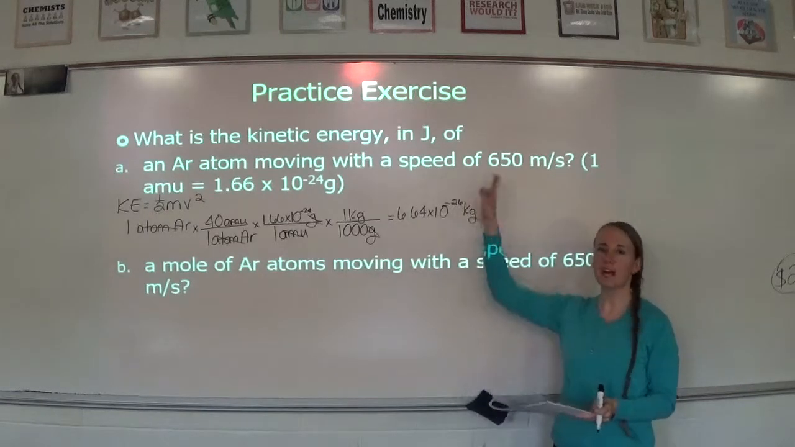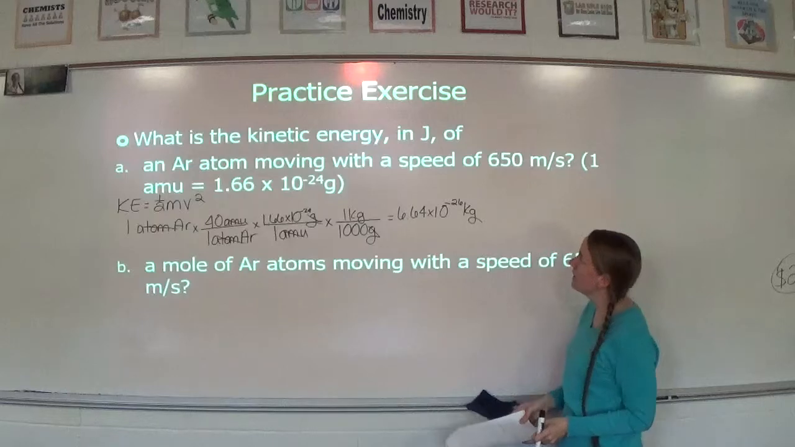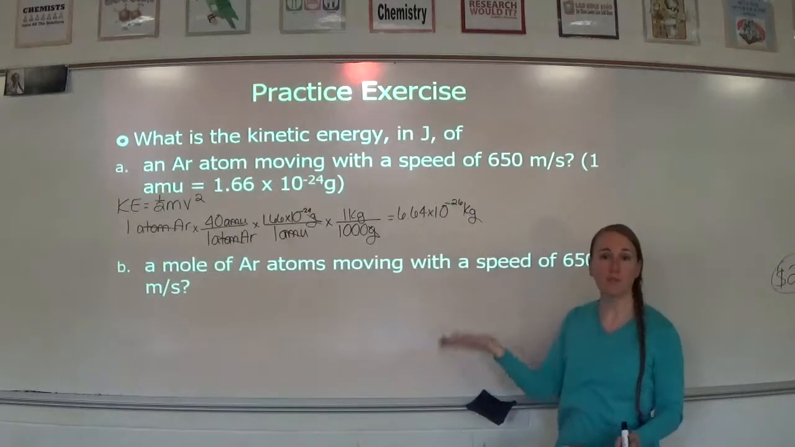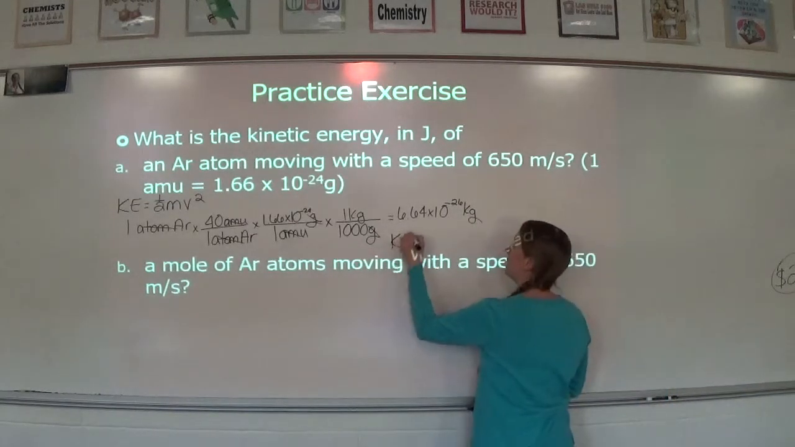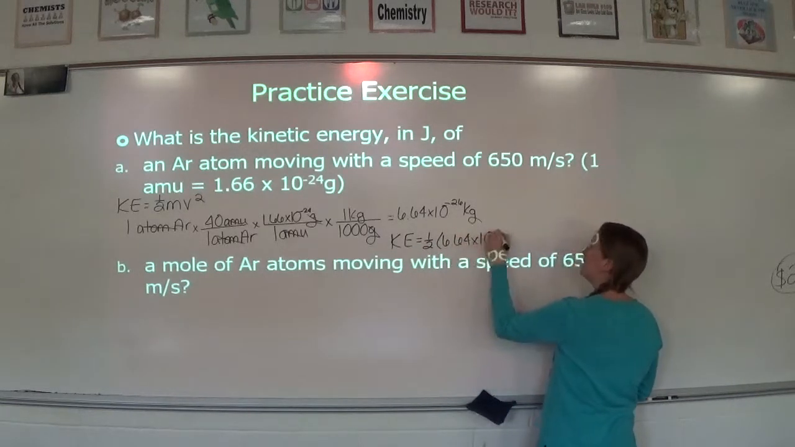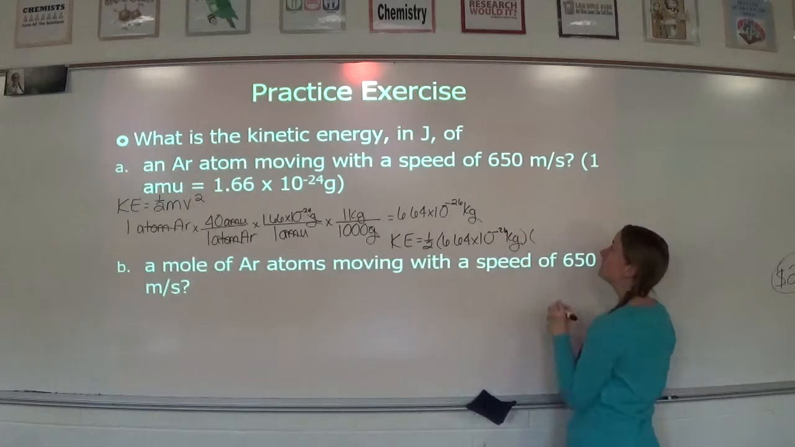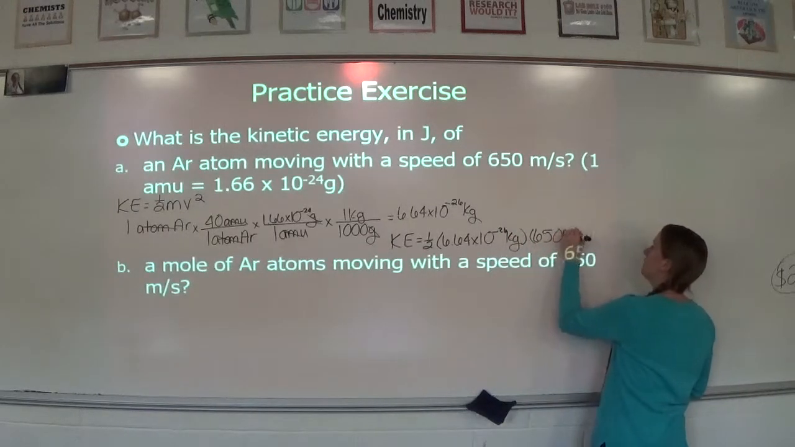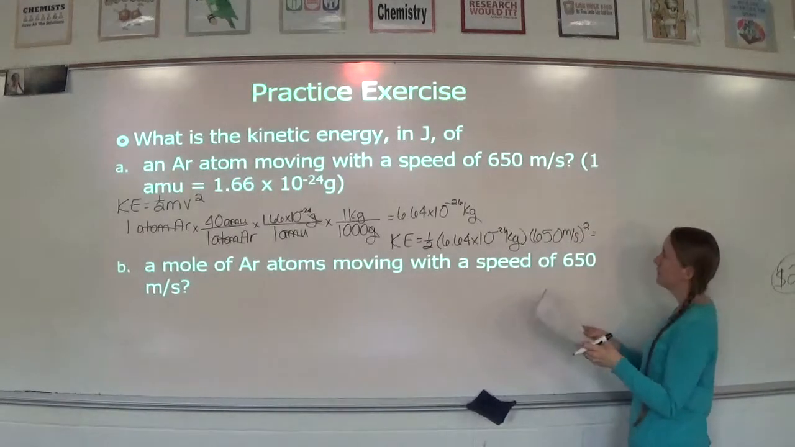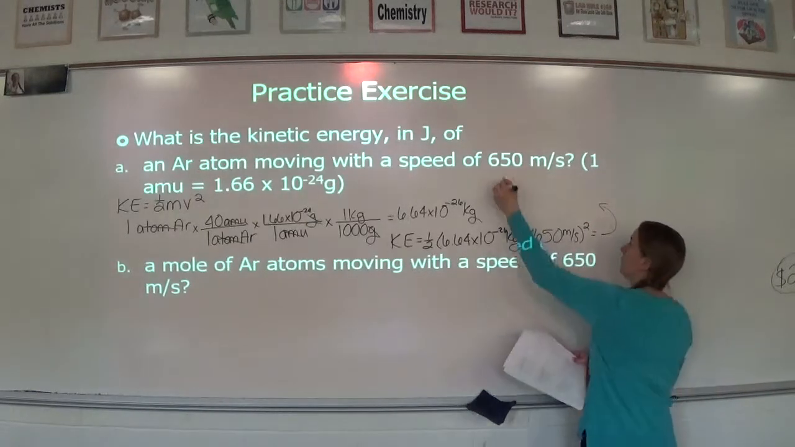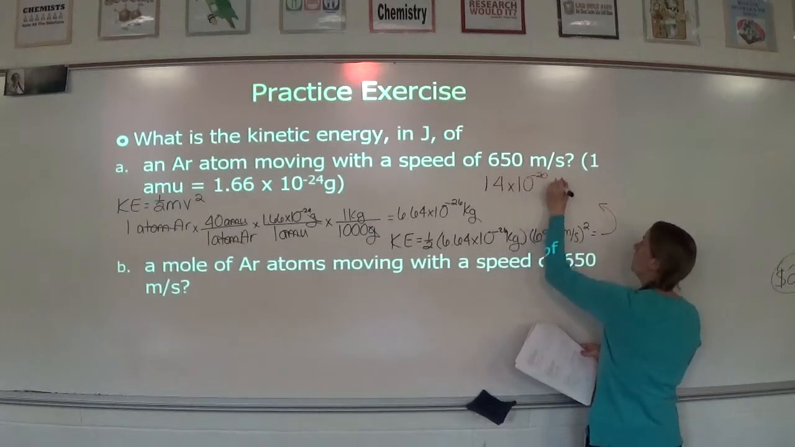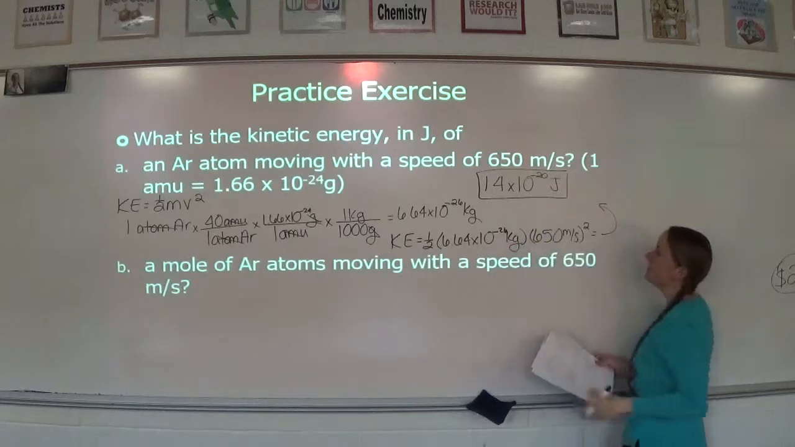Okay, so after all of that, that is a mass I can actually use. Now, they gave me a speed of 650 meters per second. Those units are appropriate, so after all of that work, I'm ready to plug in. All right, so I take my kinetic energy formula, so it's 1/2 my mass, which is 6.64 times 10 to the negative 26 kilograms, times my velocity squared. So 650 meters per second squared. And so once I solved all that, I ended up getting, here, I just put my answer up here. I'm kind of out of room on the board. 1.4 times 10 to the negative 20 joules.